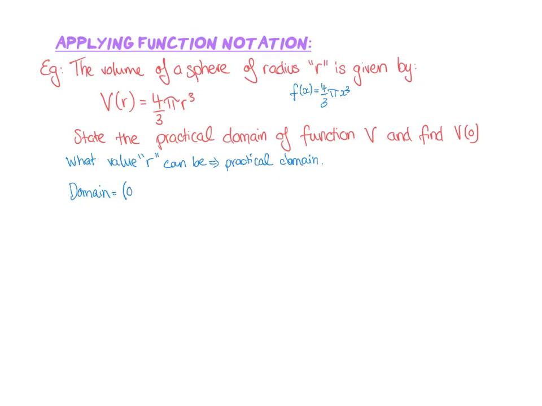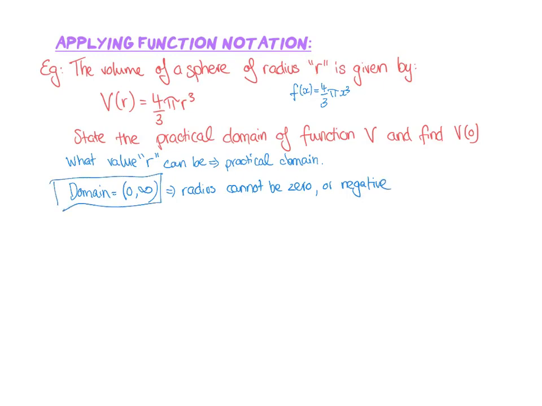I'm going to use a curl bracket, so it doesn't include 0, but it could be any other positive number above that. So I'm going to go up to infinity there. Pretty much what I'm saying is the radius cannot be 0, because we'd have nothing, or negative. So we can write that in set notation like I've done here.